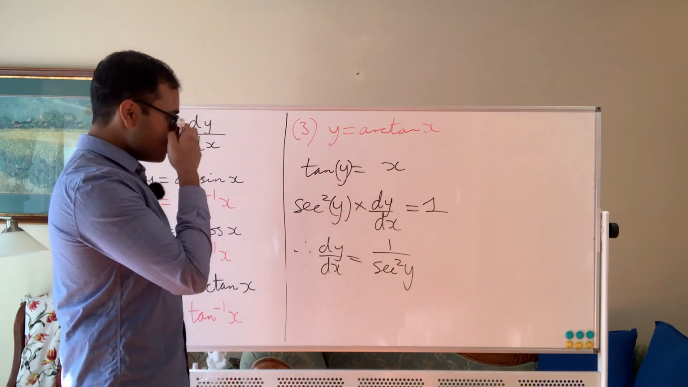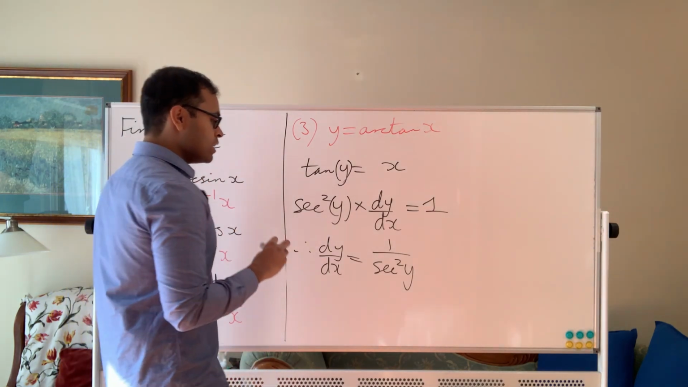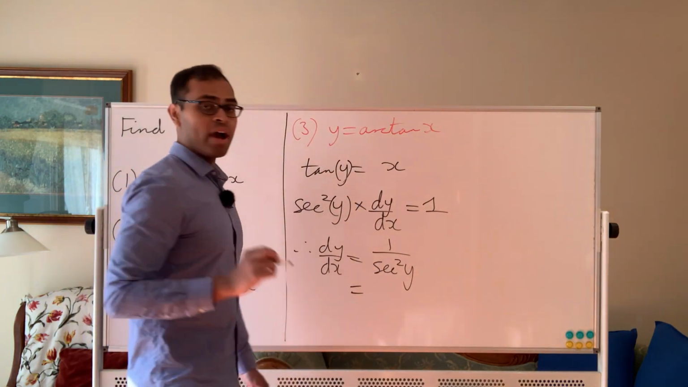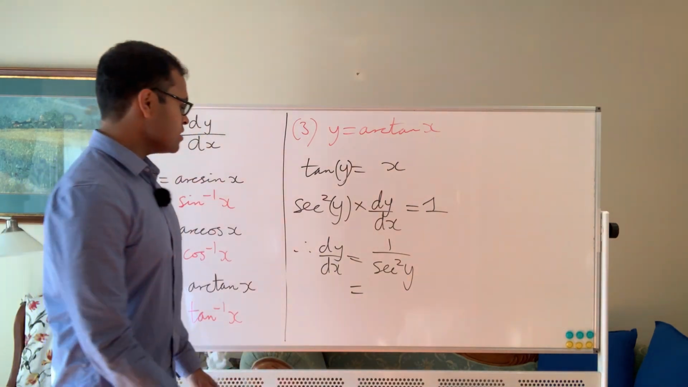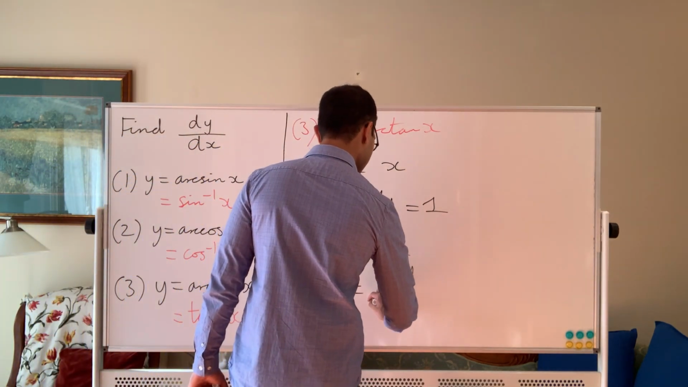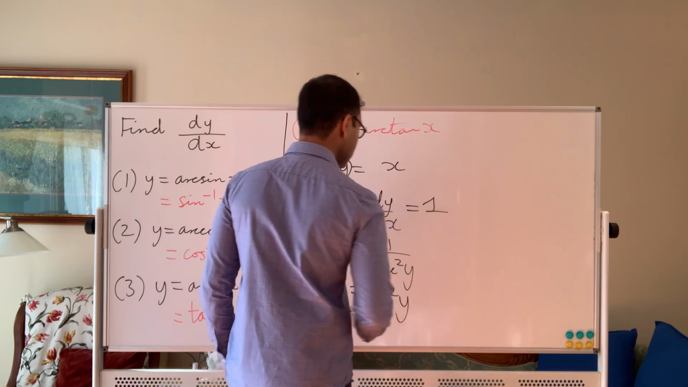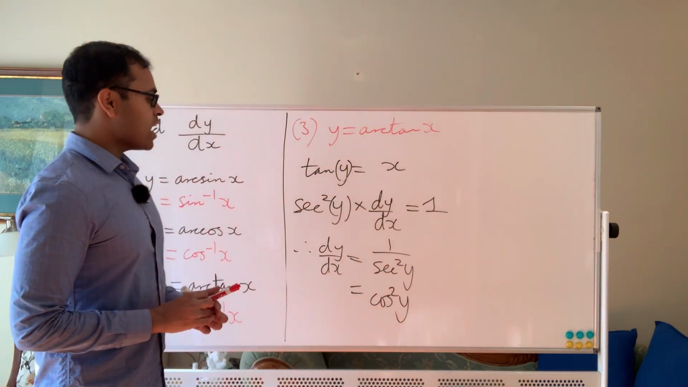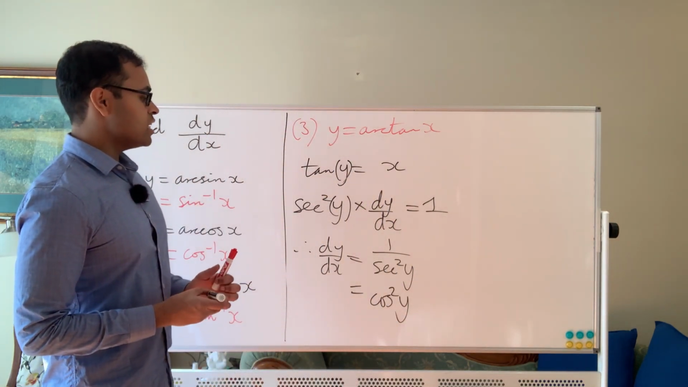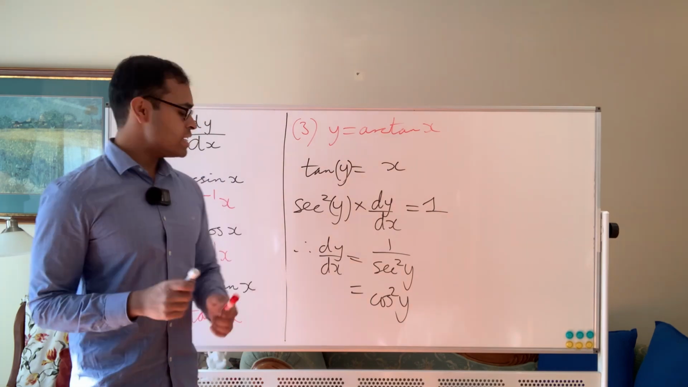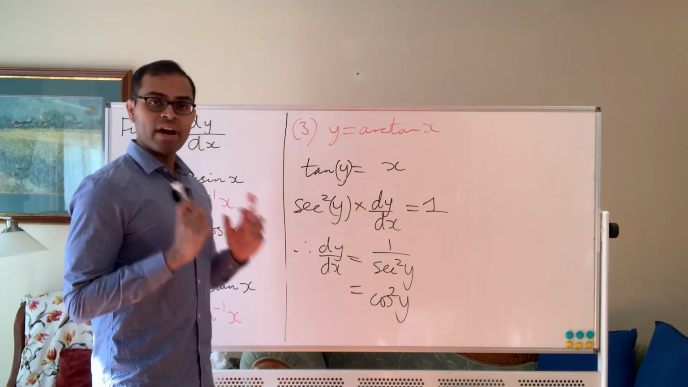Well, if it's 1 over secant squared y, then since secant squared is 1 over cosine squared y, this is just going to equal cosine squared y. So now we've got 1 over secant squared y is equal to cosine squared y. We know that's dy/dx. Now we want to figure out how to write that out nicely.